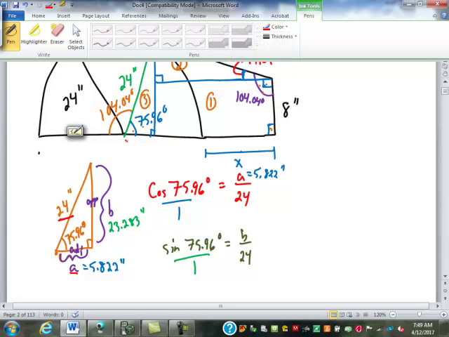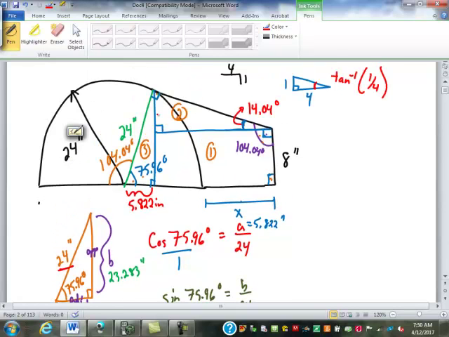So up here I have this piece, 5.822. Up here, this whole thing is 23.283. What I care is that this piece has to be 8 inches. This piece then has to be the 23.283 minus 8, which is 15.283 inches.